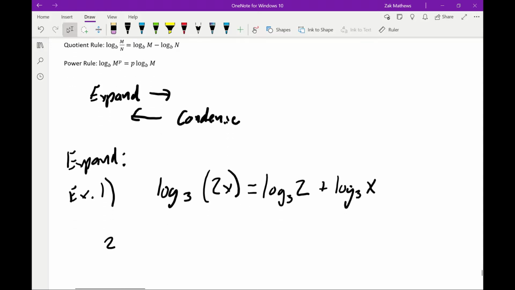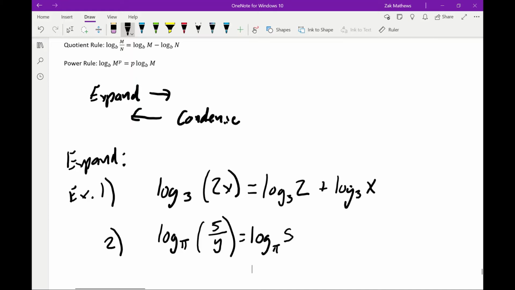Let's take another example. Let's take log base pi of 5 divided by y. Same as before, I want to expand it. I'm going to take this single log with two different things inside of it. It's this quotient of two things. Write it as two different logs. I'm going to have to use the quotient rule this time, so I'm going to subtract. So I'd have log base pi, because that was my base, log base pi of 5 minus log base pi of y.